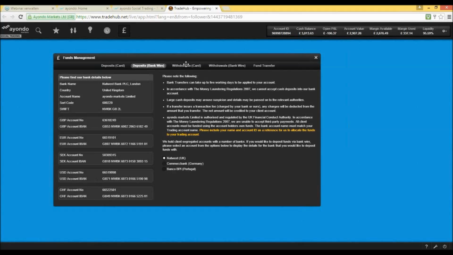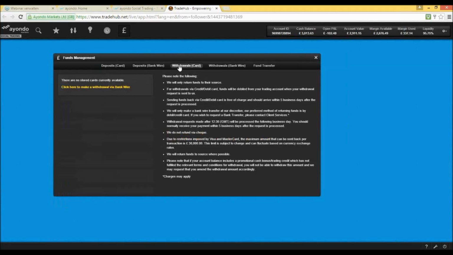And then also, this is the same section if you did want to withdraw your funds. If you had a card registered to the account, you can simply choose to withdraw by card. At the moment, I don't have a card registered here, so we don't see that option available. So my option would be to either deposit by card again, or to make a withdrawal by bank transfer.